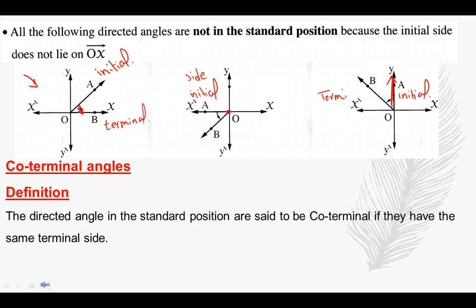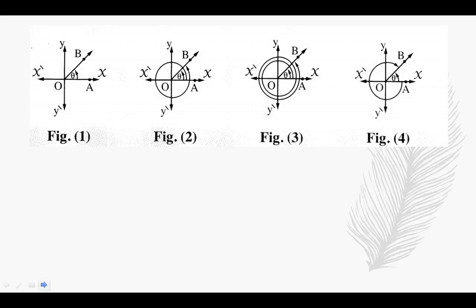So if you have two angles having the same initial side and the same terminal side, you will say that the two angles are coterminal. I will first give you an example. Here, this is the x-axis and the y-axis. Let's draw an angle of measure 30 degrees in standard position.